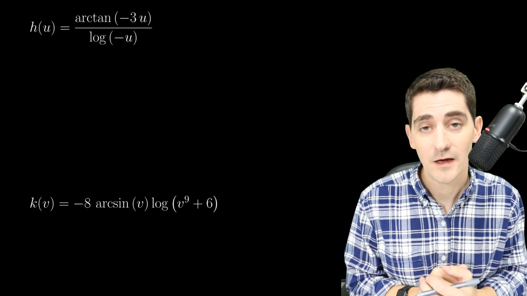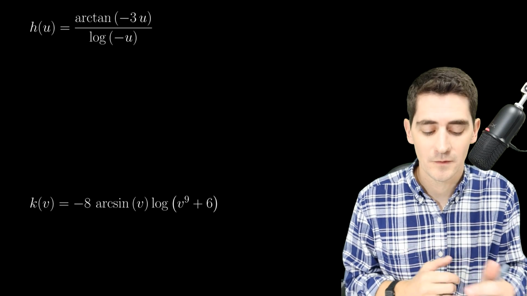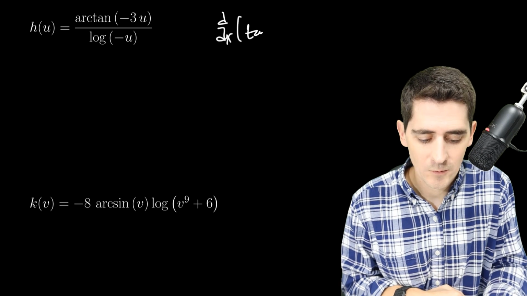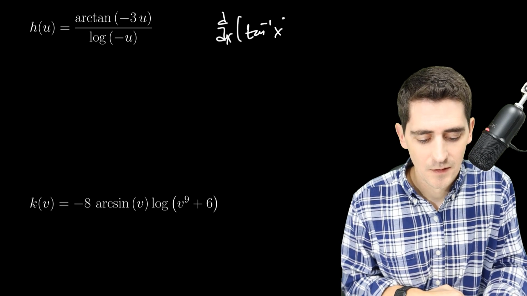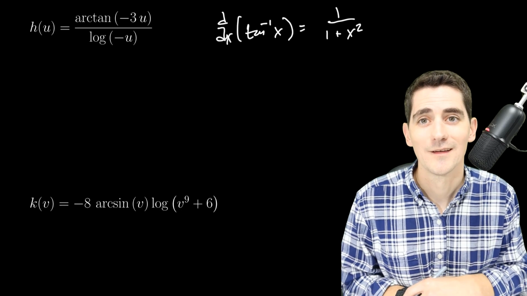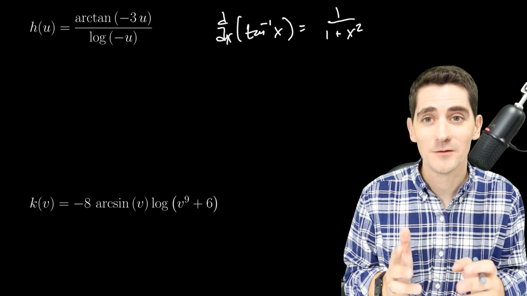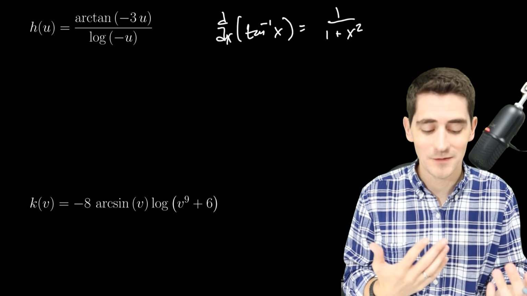All right, this time we have h of u is arctan of negative 3u over log of negative u. We've got to remember what the derivative of arctangent is. Or another way of saying that is tan inverse. The derivative of tan inverse is 1 over 1 plus x squared. Okay, now why is this true? Well, I don't have time to cover that in this video. Just for this moment, just take my word for it that this is the truth.